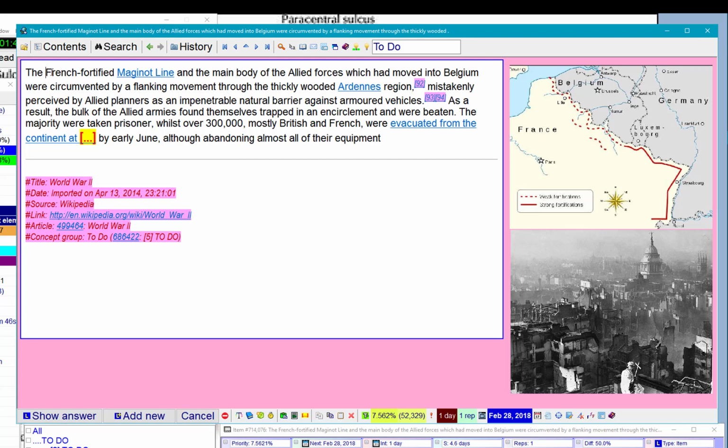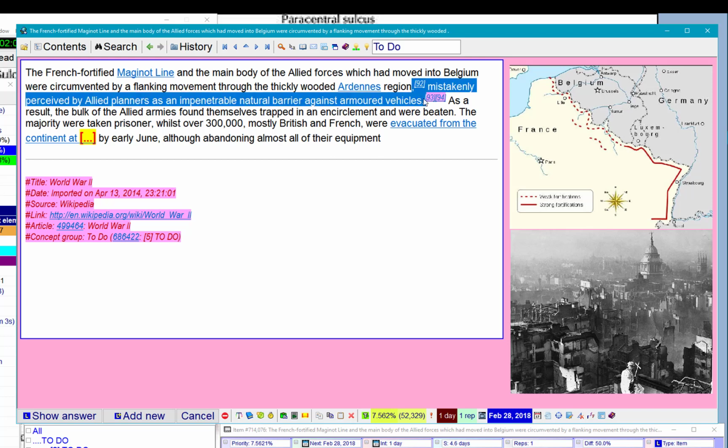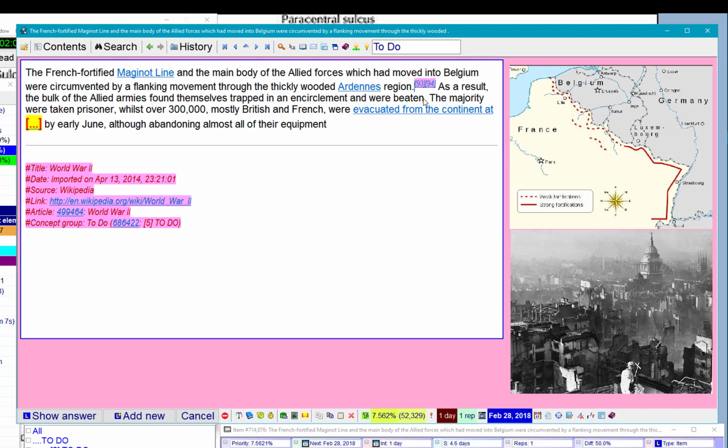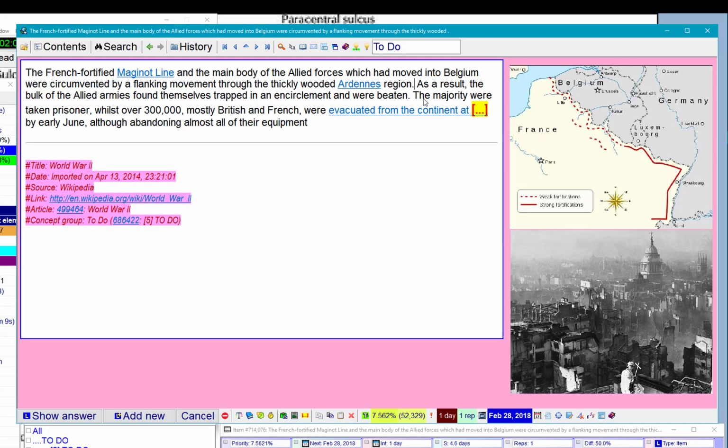So what can we cut? The French fortified Ardennes region. And as a result, it's difficult to remove things. It's very long. I don't want to spend too much time on this. So I'll say, I know that we don't need this explanation about the thickly wooded Ardennes. I can remove the references and I'll remove more next time. At this moment I just know Dunkirk.